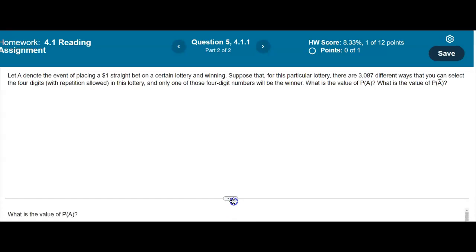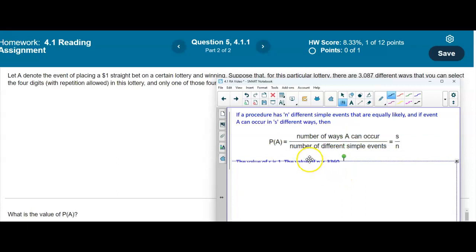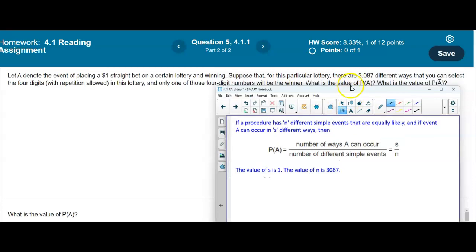So again, we want to find out what is the value of the probability of event A. Recall that if a procedure has n different simple events that are equally likely, and if an event A can occur in s different ways, then the probability of event A is the number of ways A can occur over the number of different simple events, which is s over n. So in our problem, the value of s is 1, because that's placing the $1 bet, and the value of n is 3,087.